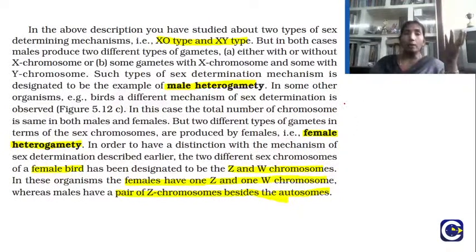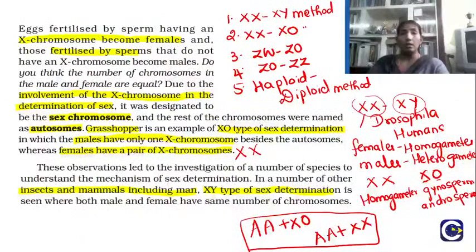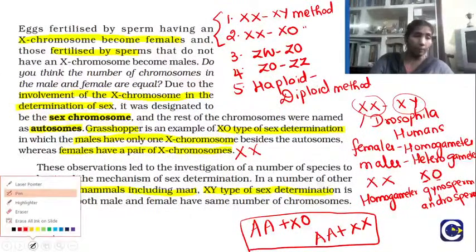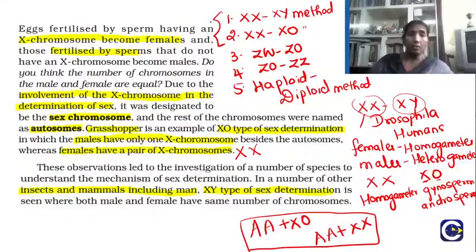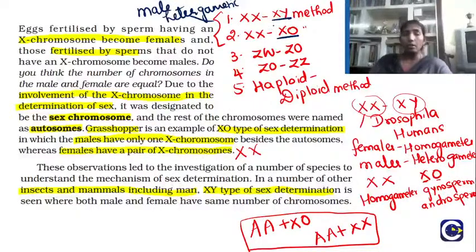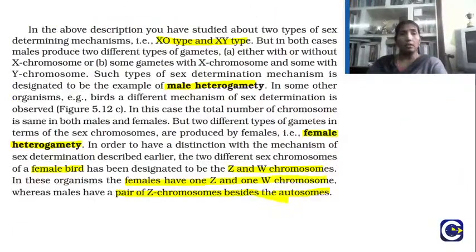So what we saw in Drosophila, humans and grasshoppers, they all show male heterogamety. See here, these two methods of sex determination are going to show male heterogamety. Okay, you are able to understand. So you can see that they are showing this, and that is where that is explained.